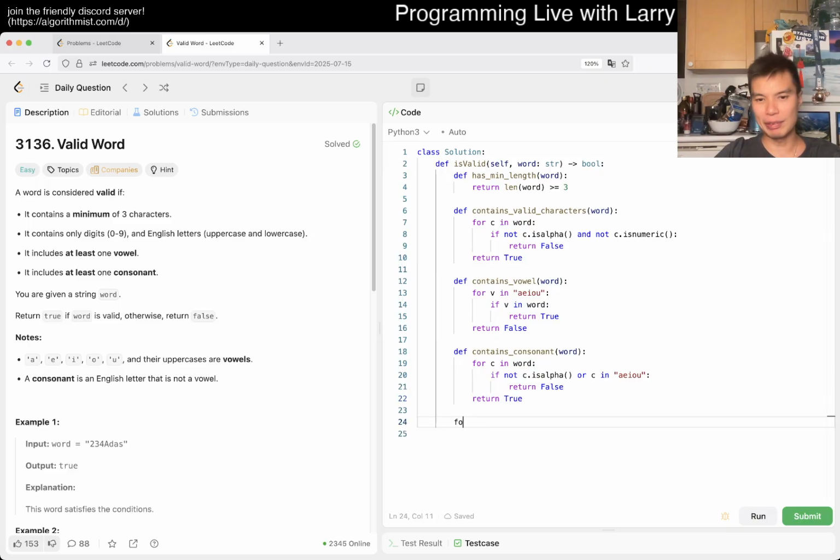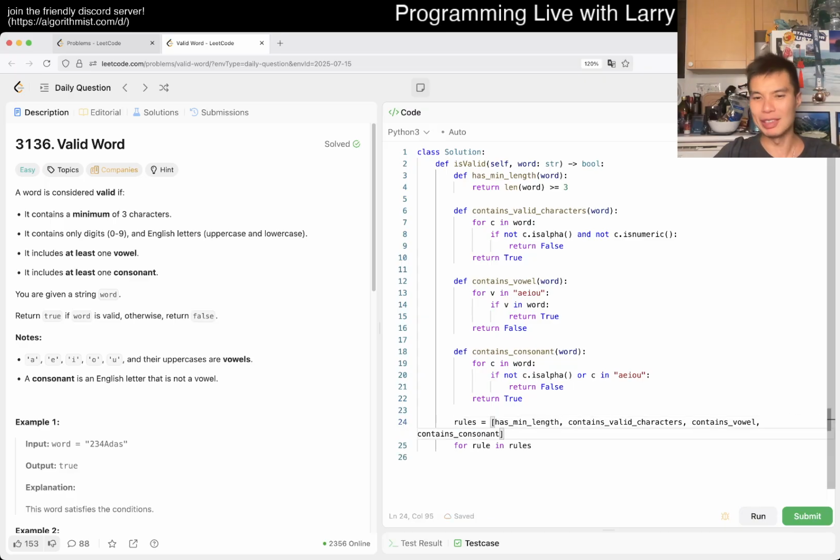And then maybe you could write, for rule in rules, where rules is just the list of these functions: has min length, contains valid characters, and so on. I don't think this is the cleanest of code. Obviously, you may put in helpers, etc. But I'm just giving you an idea of how to do these abstractions. Of course, during the contest there's no chance I would write something this verbose. It's verbose in the sense that if we have to change one thing, they're not related to each other.